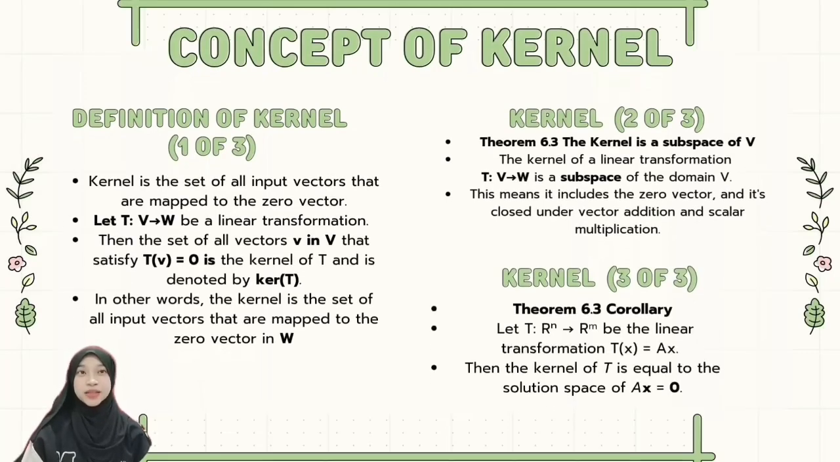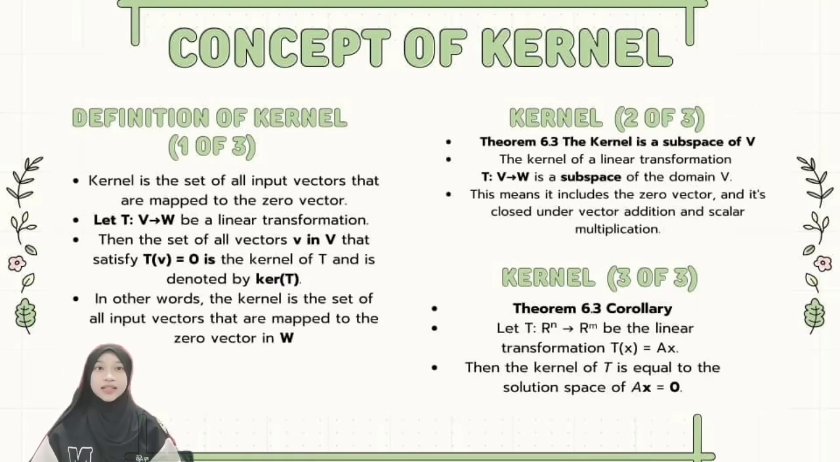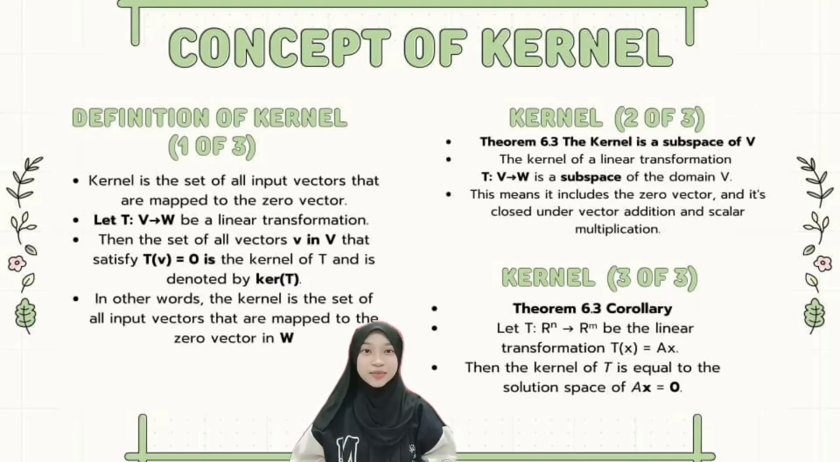So now, I will explain the concept of kernel. For the first one, definition of kernel, 1 of 3. The kernel is the set of all input vectors that are mapped to the 0 vector. To understand this, let T: V to W be a linear transformation. Then the set of all vectors v in V that satisfy T(v) equals 0 is the kernel of T and is denoted by ker T. In other words, the kernel is the set of all input vectors that are mapped to the 0 vector in W.